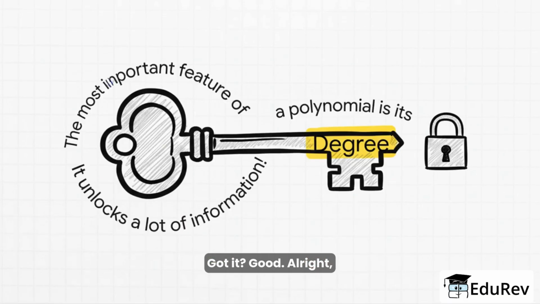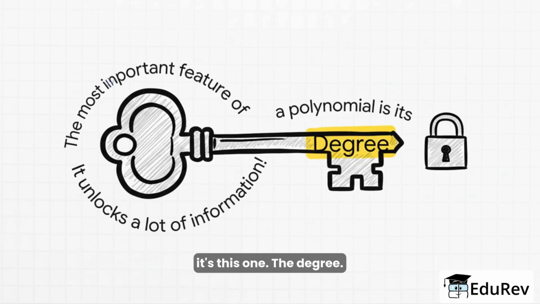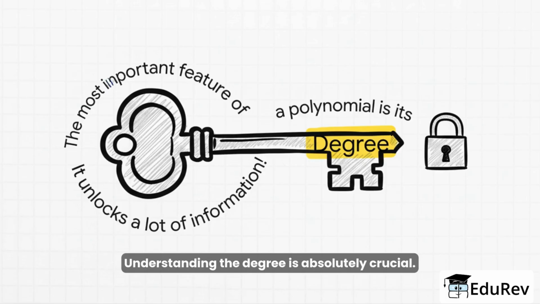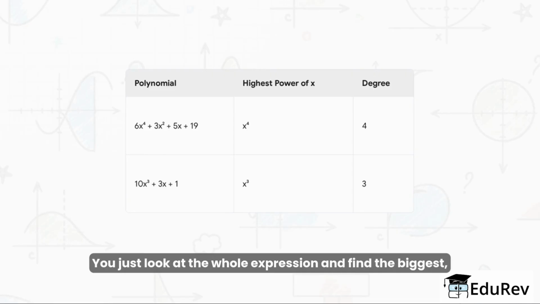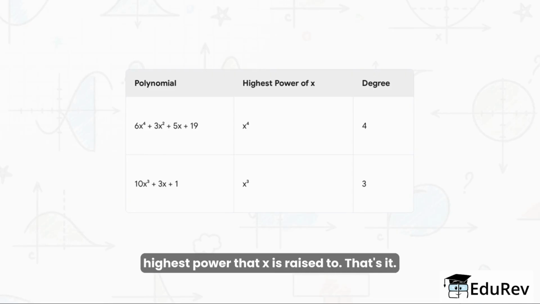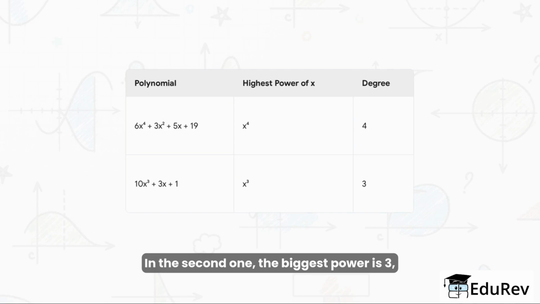Good. All right, if there's one piece of jargon you need to know about polynomials, it's this one, the degree. Understanding the degree is absolutely crucial, and luckily, it is incredibly easy to spot. Seriously? Finding the degree is this simple. You just look at the whole expression and find the biggest, highest power that x is raised to. That's it. So in that first example, you see an x to the power of 4, boom, the degree is 4. In the second one, the biggest power is 3, so the degree is 3.